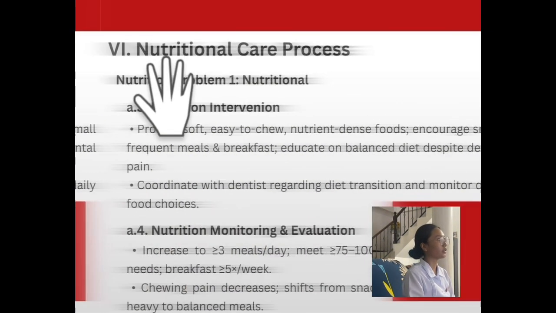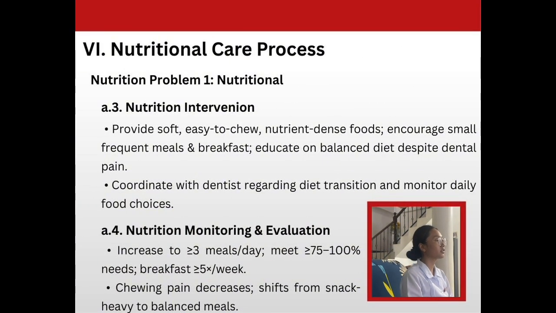For the diagnosis, acute pain related to tooth decay from frequent fast food and sweet intake as evidenced by discomfort while chewing. For the intervention, provide soft, easy to chew, and nutrient-dense foods, and encourage small, frequent meals and regular breakfast. Give tailored nutrition education and coordinate with dentists for diet progression, and monitor daily food choices.